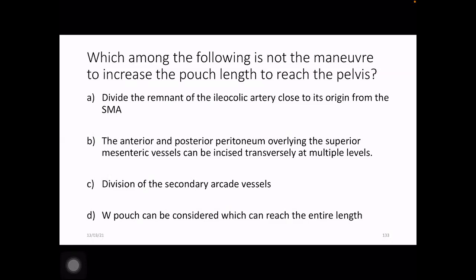Divide the remnant of the ileocolic artery close to its origin from the SMA. Is that a maneuver to increase the pouch length to reach the pelvis? Are you understanding what the question is? Yes, sir. So true or false? Divide the remnant of the ileocolic artery close to its origin from the SMA. True or false? False, sir.